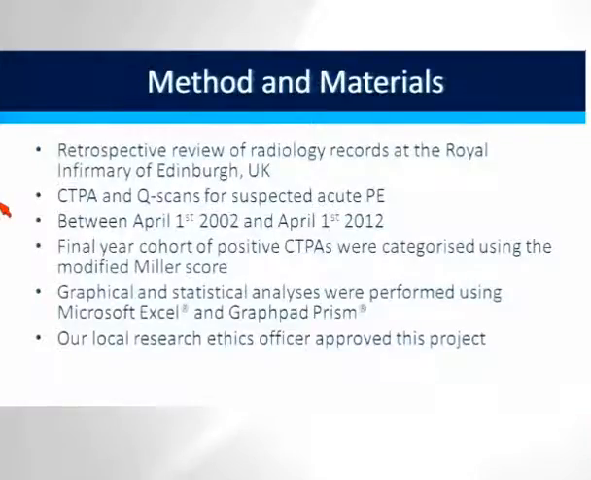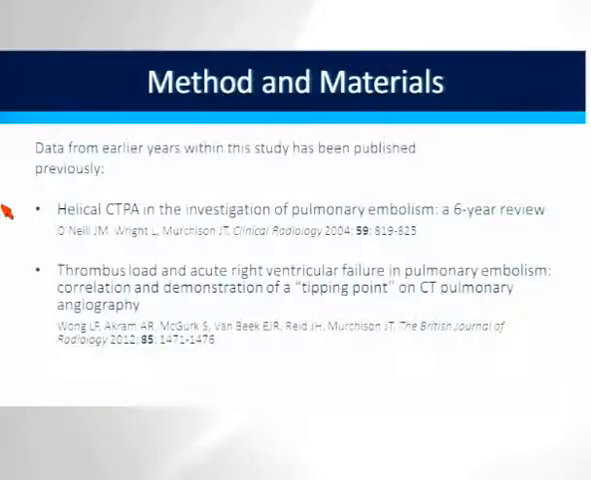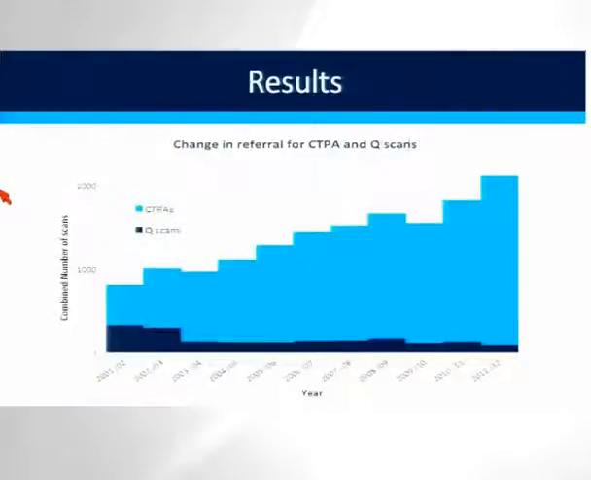We conducted a retrospective review of records at the Royal Infirmary, including both CTPA and Q scans, and that's for suspected acute pulmonary embolism. So this is symptomatic patients, not incidental findings. We included the years from 2002 to 2012, so a 10-year period. Along with that, we also took a final year cohort of positive scans, of which there were about 400, and we categorised them using the modified Miller score. Some data from this study has been published previously, and we're able to compare to that earlier data, which was useful. So here are the results.